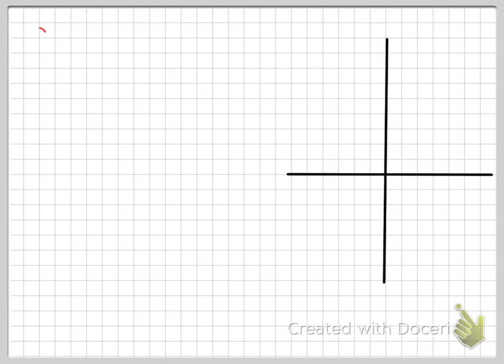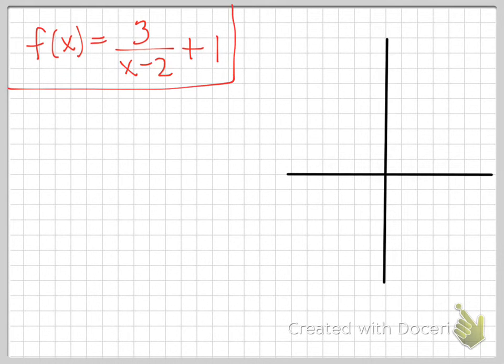The second topic is graphing reciprocal functions. So I'm going to first set up my x and y axis here. So we're going to be graphing, let's say our function is f of x equals 3 over x minus 2 with the plus 1 out on the other side. Okay, so if that is our function, we need to find out a couple things.